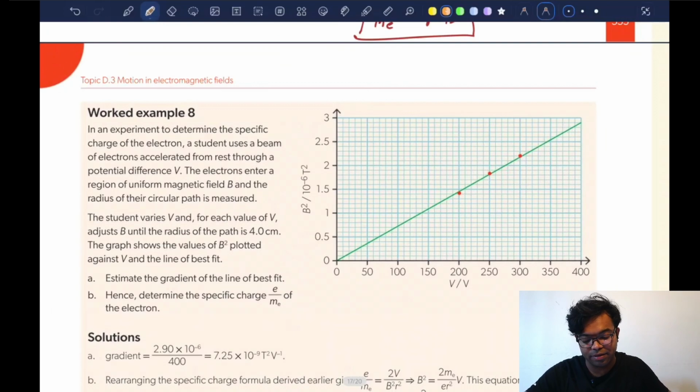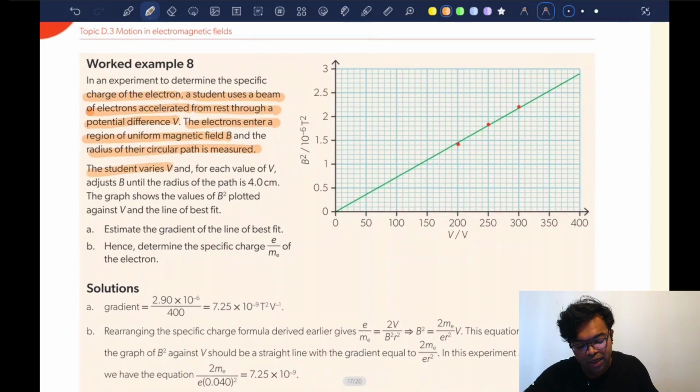Worked example number 8. In an experiment to determine the specific charge of an electron, a student uses a beam of electrons accelerated from rest through a potential difference V. The electron enters a region of uniform magnetic field B and the radius of their circular path is measured. Now, the student varies V, and for each value of V adjusts B until the radius of the path is 4 centimeters.